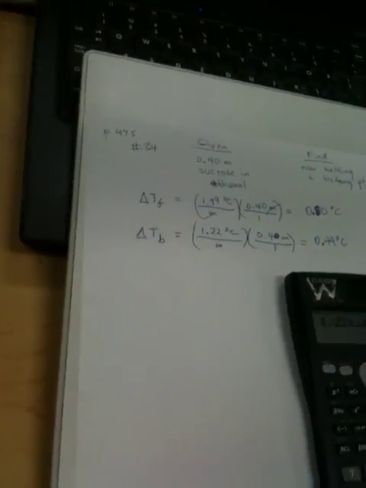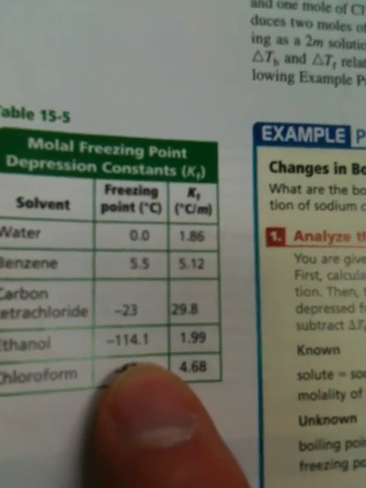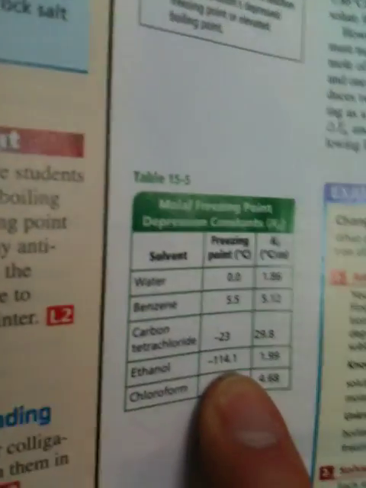Now we go back to our charts and find out what the melting point and boiling point of the pure stuff is. Okay, it's in here. It's right here. Okay, here's the freezing point. Freezing point is minus 114. You can look in your chart. I'm on page 474. The freezing point now is minus 114.